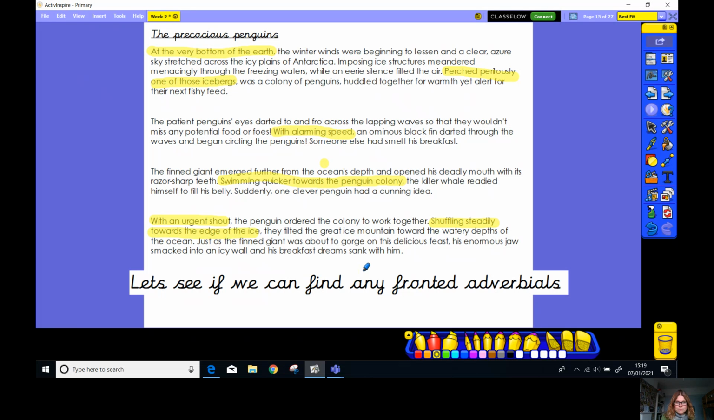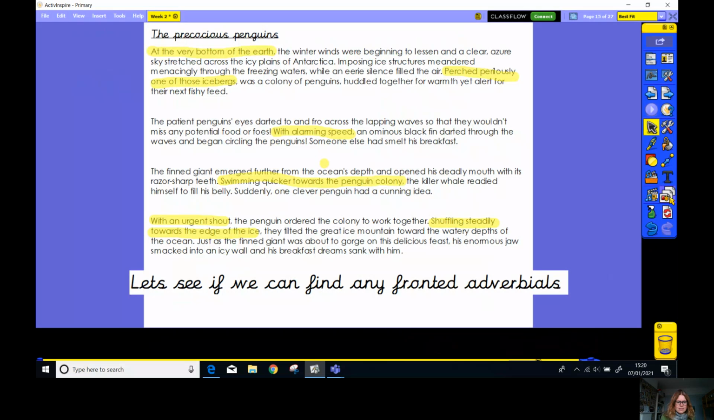So that's a fronted adverbial. I think that's all of them. I think I found all of them, but you might have found one more. Okay, let's move on then to our next slide.